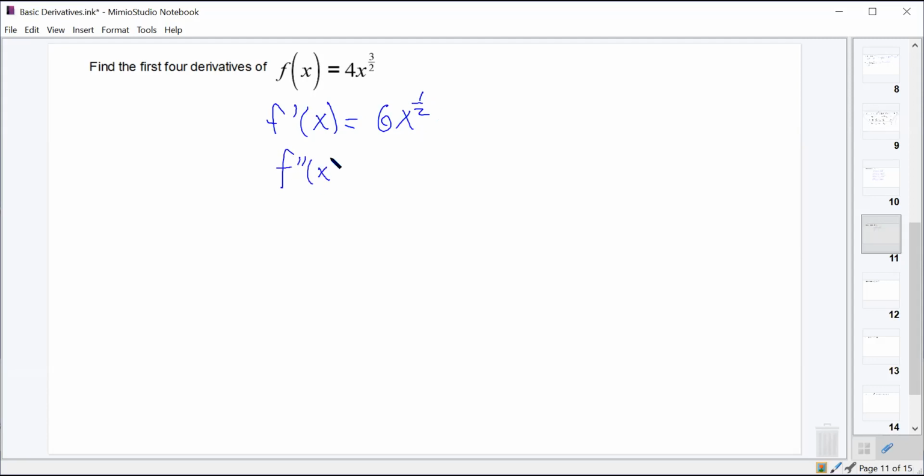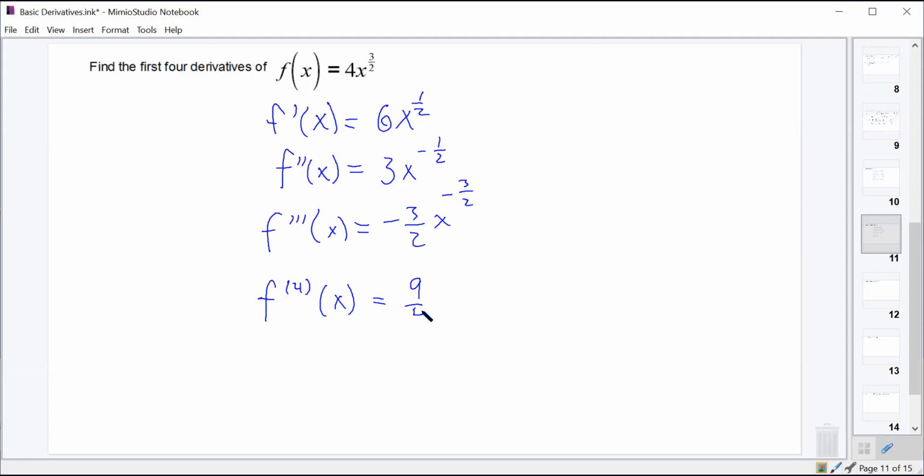The next derivative should just be the derivative of that. 3x to the negative 1/2. Third derivative ought to be negative 3 halves x to the negative 3 halves. And the fourth derivative of f ought to be what? Multiply the two negative 3 halves together to get 9/4 x to the negative 5 halves. Easy enough or no? Yeah. All right.